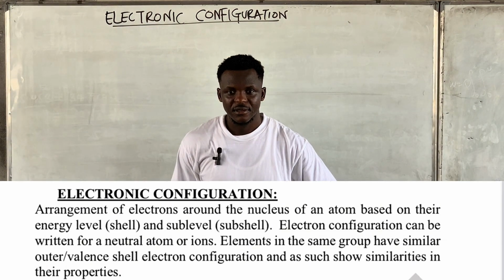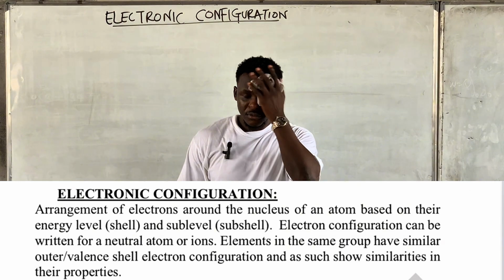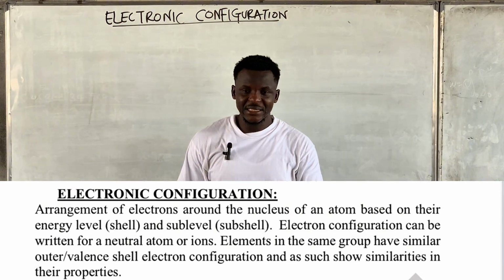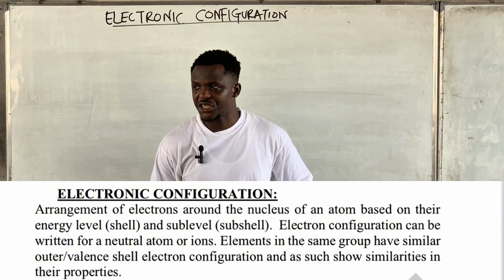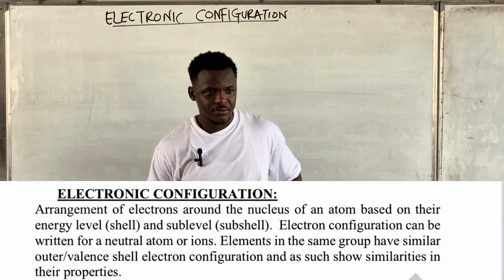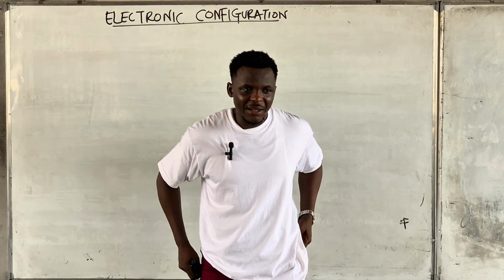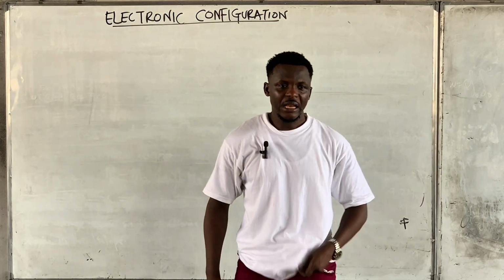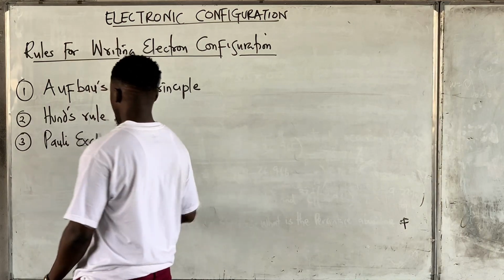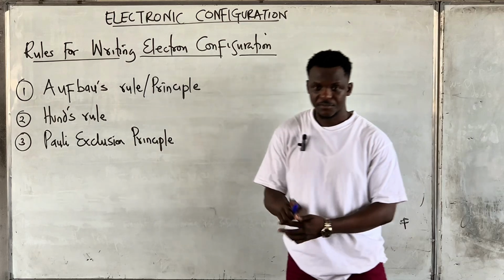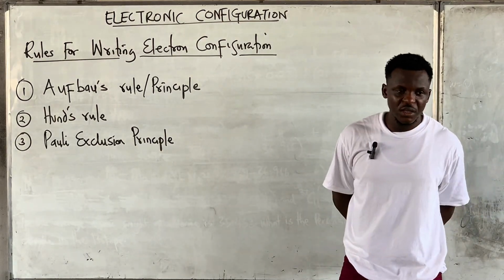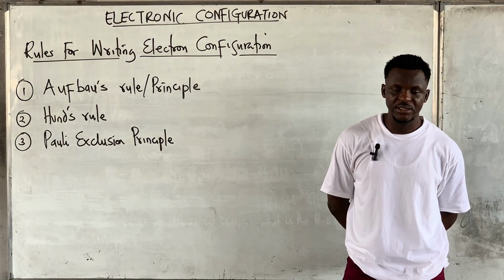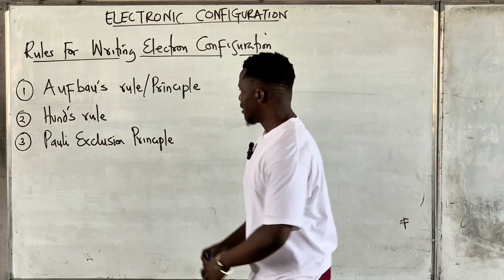Elements in the same group have the same outer shell electron configuration. All right, so these are the three rules. You must actually know these rules offhand, just in case. All right, so let's look at the first one.